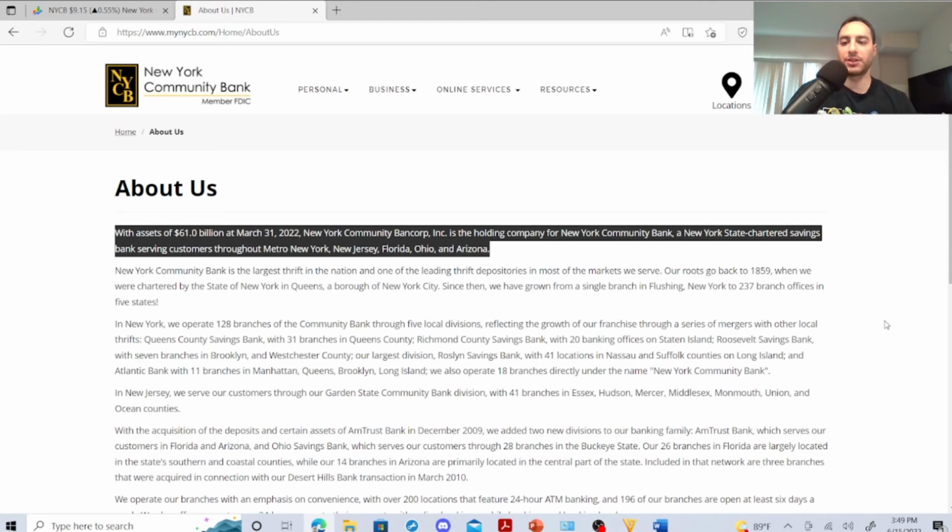With assets of $61 billion as of March 31st, 2022, New York Community Bank Corp. is a holding company for the New York Community Bank, a New York state-chartered savings bank serving customers throughout metro New York, New Jersey, Florida, Ohio, and Arizona. That's not too bad at all. And right here in New Jersey, they have 41 branches. Let's see where else they have.